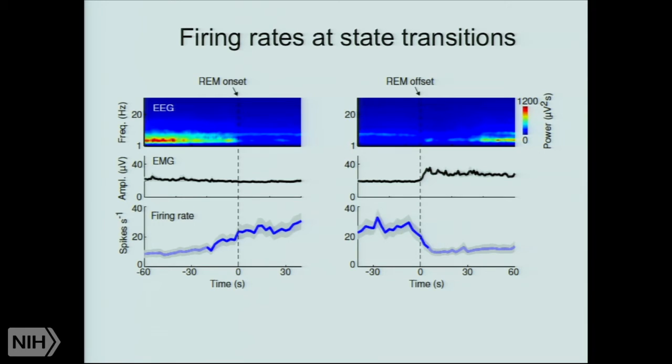And this is REM offset, right? So after REM, they usually wake up. And you can see that there's an abrupt decrease of firing rate at that point. So the point is that there's an increase even before the transition, and the firing rate stays high during REM. So we think that this kind of firing pattern is ideally suited for both the induction of REM sleep and also the maintenance, right? Because if you want to induce REM, you've got to start firing at high rate even before the transition happens.